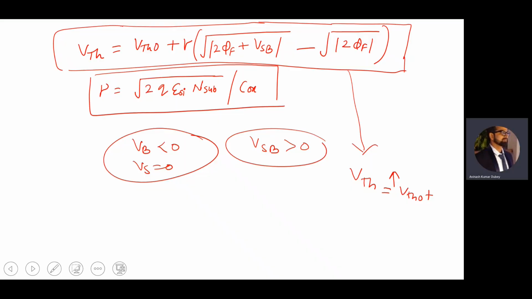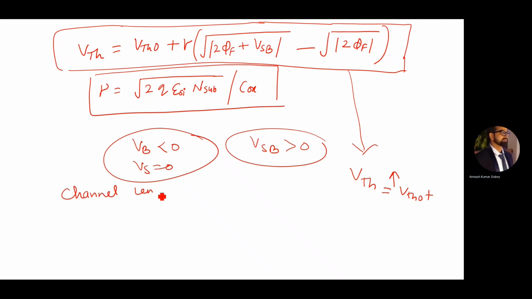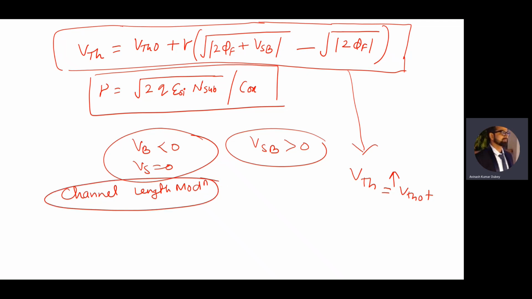So another is channel length modulation. Channel length modulation occurs because of pinch off, and pinch off occurs when VDS is increased over the overdrive voltage, meaning VDS increased over the VGS minus VTH voltage. The amount of VDS increased over the VGS minus VTH voltage will generate the pinch off.